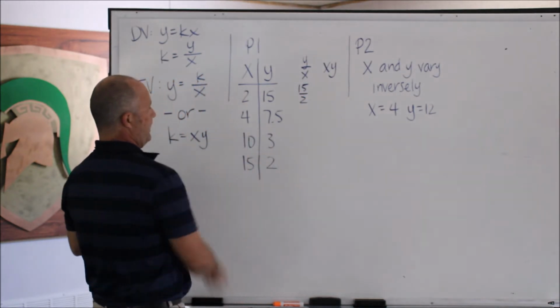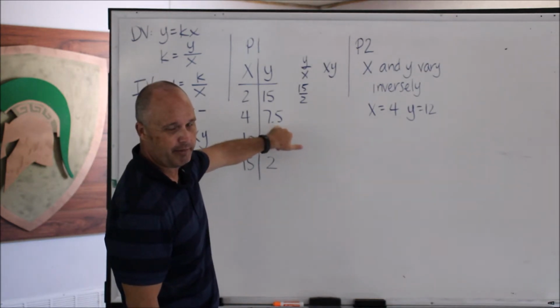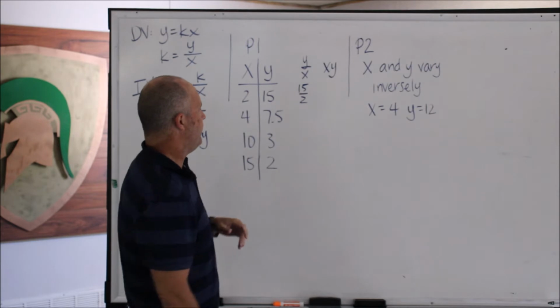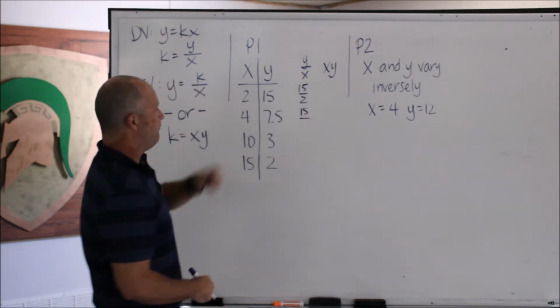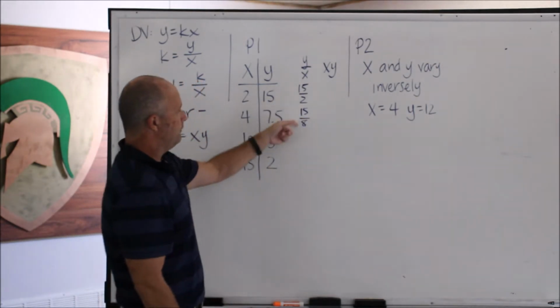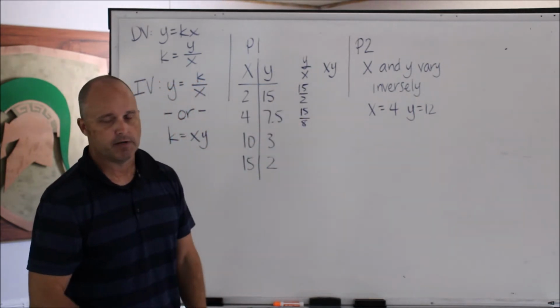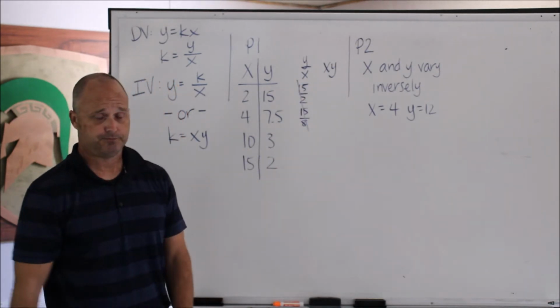If we do 7.5 divided by 4, the thing I've got to do is get rid of the half in the 7.5. So I'm going to multiply the 7.5 by 2. That gives me 15, and when I multiply the 4 by 2, that gives me 8. So I get 15 over 8. So 15 over 2, 15 over 8, they're not the same thing. This is not a direct variation.